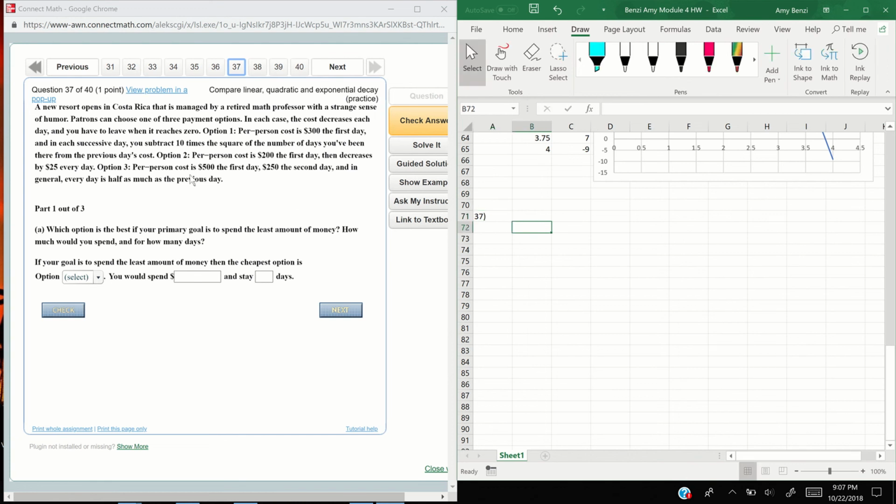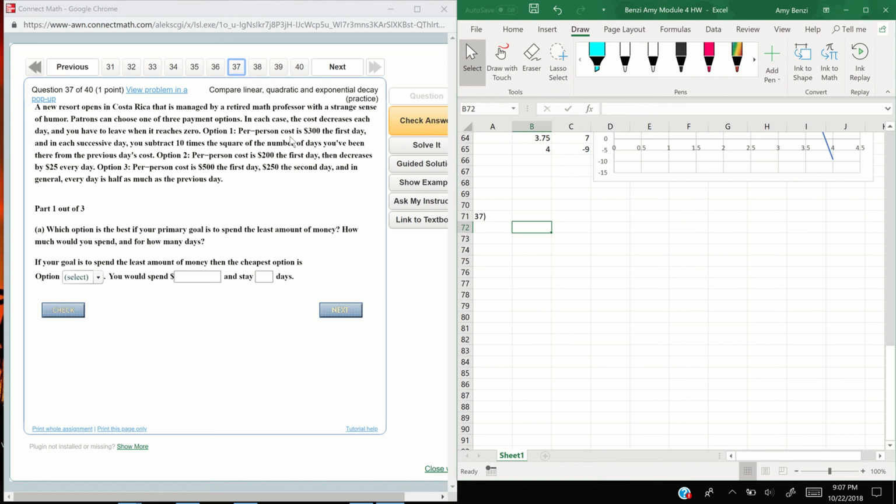So here we have a fella, some crazy mathematician, retired from teaching college classes and decided to move to Costa Rica and open a resort. And he's going to charge all these weird prices for his resort, depending on how long you want to stay. In each case, the cost decreases each day, and you have to leave when it reaches 0. So you can stay however long, but as soon as the amount you owe is 0, then you have to leave. That's exactly what it means.